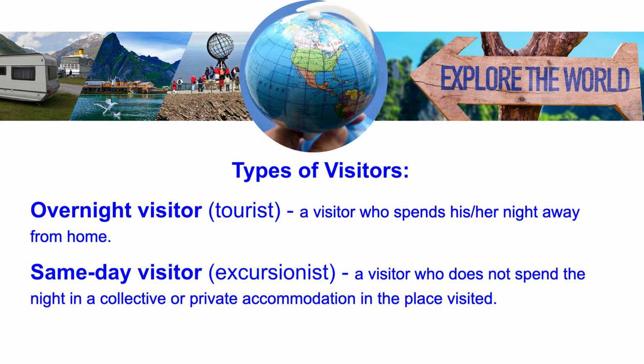Or it can also be a same day visitor. Another term that we use for same day visitor is excursionist. An excursionist is a visitor who does not spend the night in a collective or private accommodation in the place visited. Meaning to say, the purpose can be tourism. However, that person will go back to his residence and will only visit the destination for a day. So, for instance, I'm here in Daegu and I'm interested to find a good Mexican restaurant in Seoul. So I will travel to Seoul, go to my favorite restaurant, eat, shop a little, and then go back here to Daegu. So in that case, I'm also a tourist in Seoul, or I can be considered an excursionist. So are we clear? Okay.